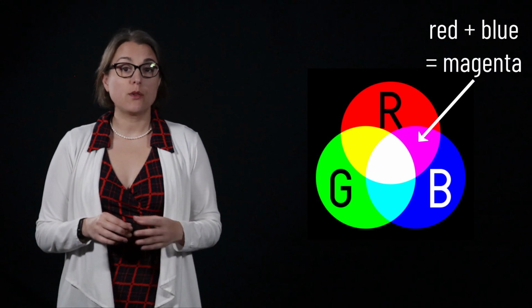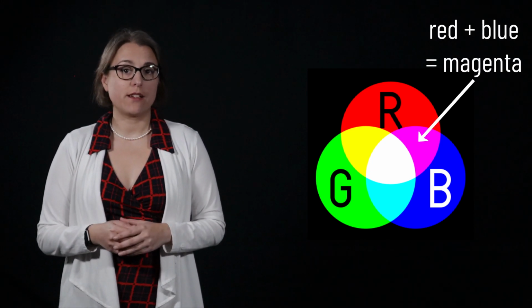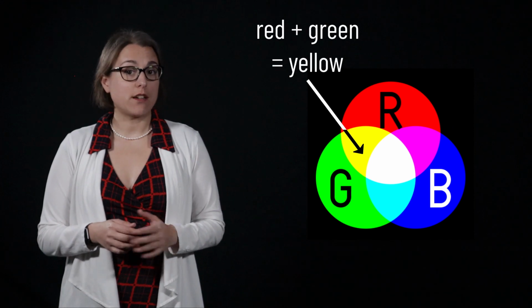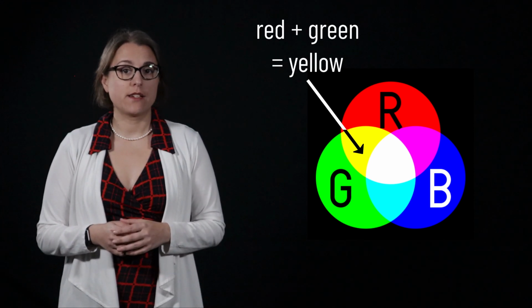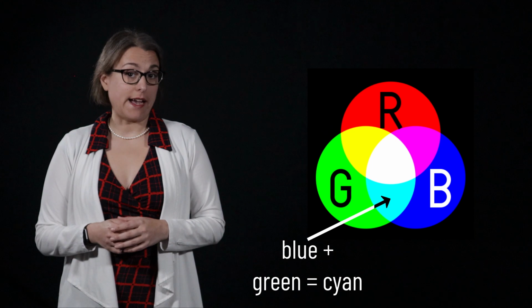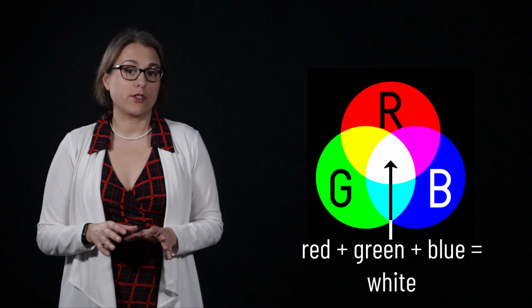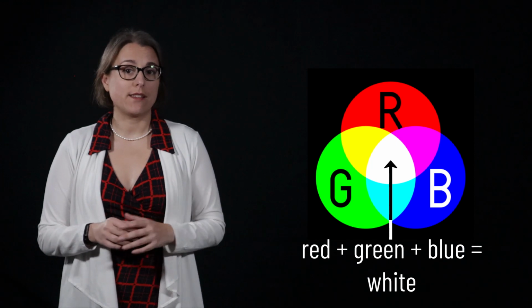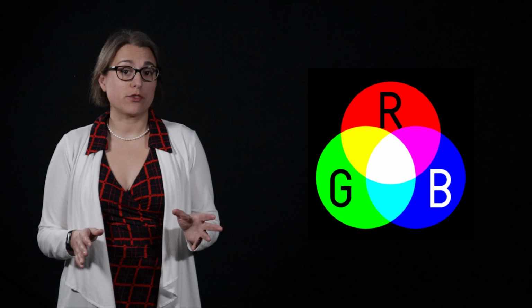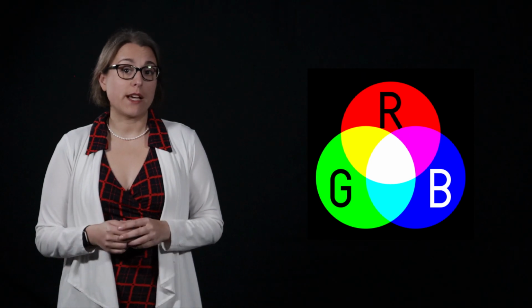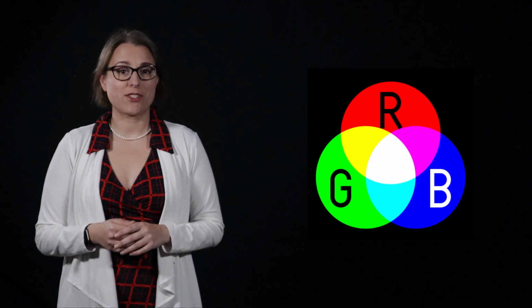When red and blue are added, magenta is created. When red and green are added, yellow is created. When blue and green are added, cyan is created. Magenta, yellow, and cyan are therefore known as secondary colors. When all three primary colors are added, the result is white light. All other colors can be generated with mixtures of red, green, and blue light at different intensity levels.